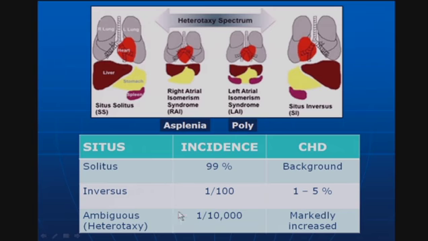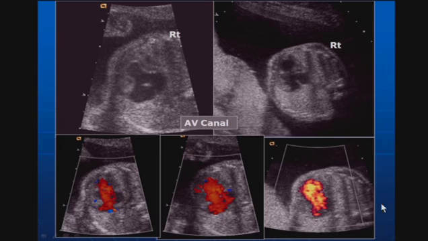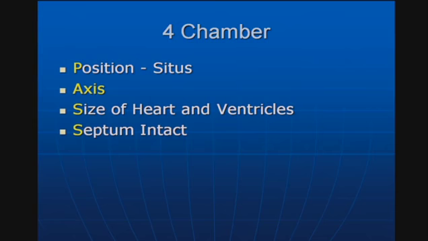If we look down here, the incidence is very rare, but there's a marked increase of abnormalities of the fetal heart. Even situs inversus itself may have only a 5% incidence of abnormalities of the fetal heart. So if we look at this case, what it ended up being was heterotaxia, and there was an AV canal seen here in real time as well as color and power Doppler.